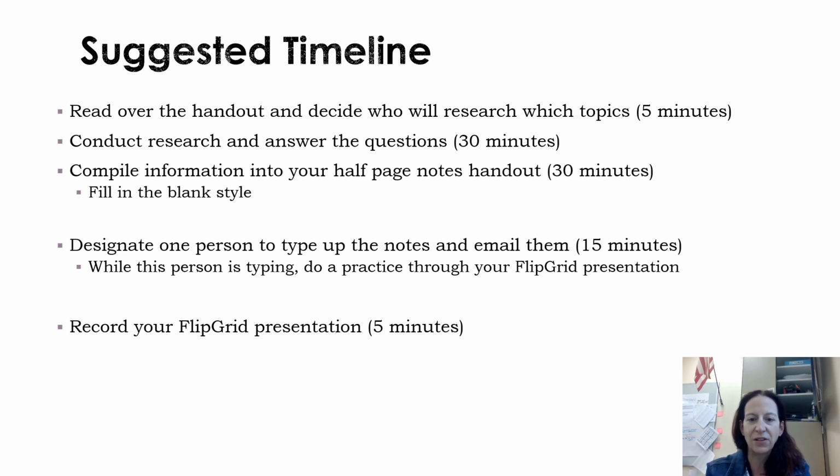So you've got this 3 to 5 minute presentation. If you've got 15 minutes delegated for somebody to type up the notes, that should allow you at least 2 run-throughs of your presentation so that you know what you're going to say when you hit record on your computer and you're not winging it. You can re-record your Flipgrid, but by that point, we're probably going to be running out of time in class. And then record your Flipgrid presentation.